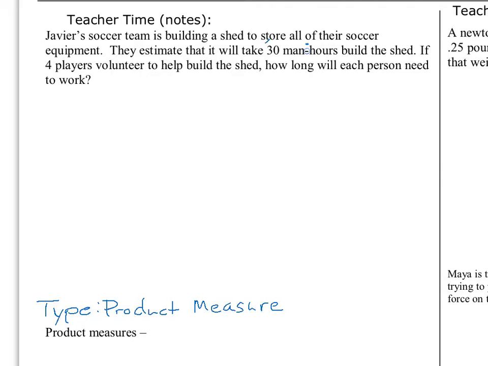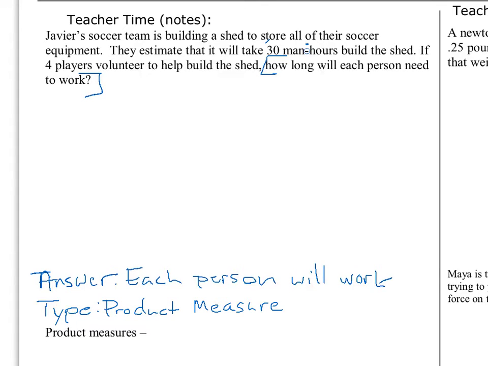So as we continue with the answers, it says, how long will each person need to work? So we start with our answer sentence. Each person will work blank. The most important part of all of our work, what goes on that blank? Units, which are in this case hours. That tells us we can go ahead and start setting it up. We know our answer needs to be in hours.